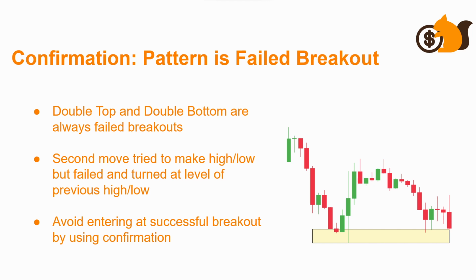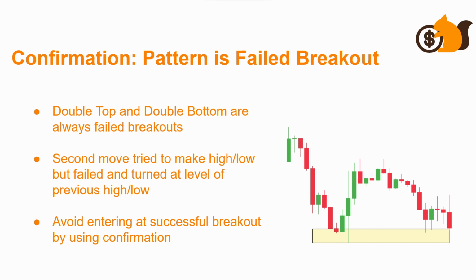Here is an important concept almost no one talks about. A double top or double bottom is always a failed breakout. The market tried to make a new high or low, but turned at the level of the previous high or low. The picture on the right is a good example of that. At this point you don't know if the market will form a double bottom. Chances are good that the market makes a successful breakout. If you would just enter a long trade, betting on a double bottom, you would take a low probability trade, even when the context is good.